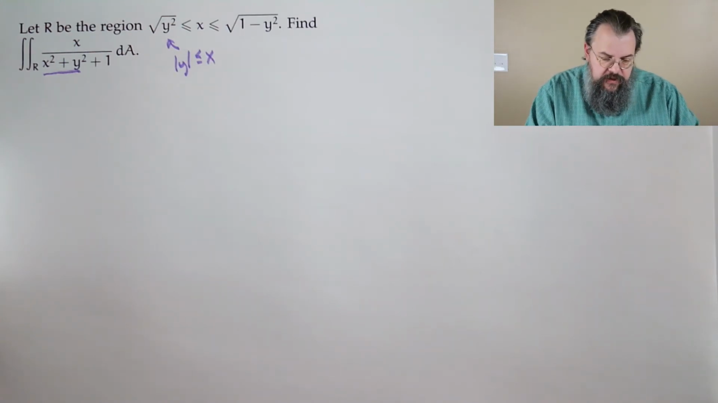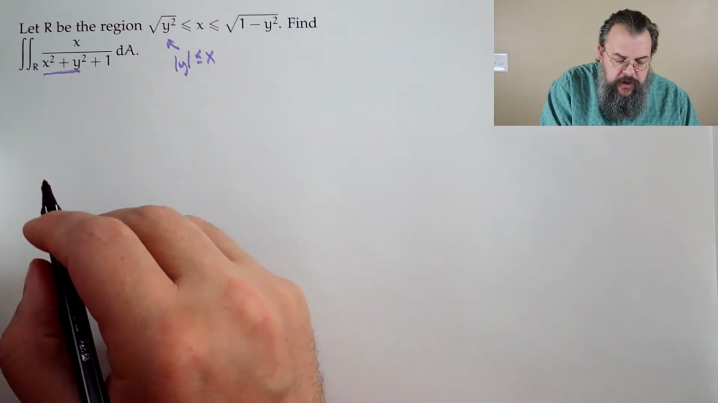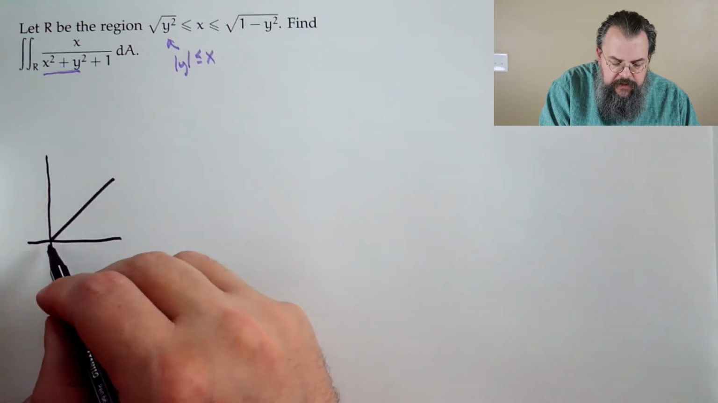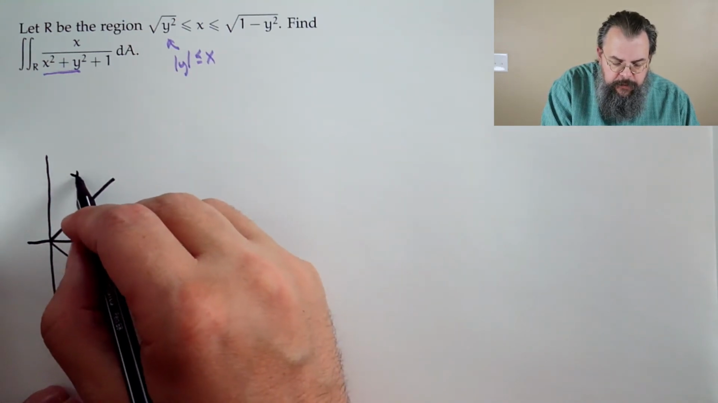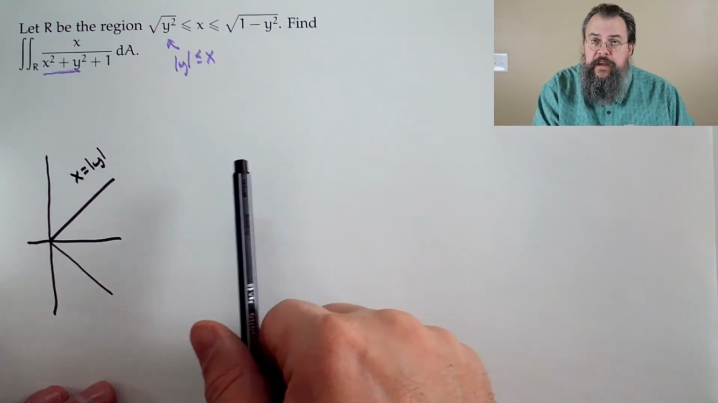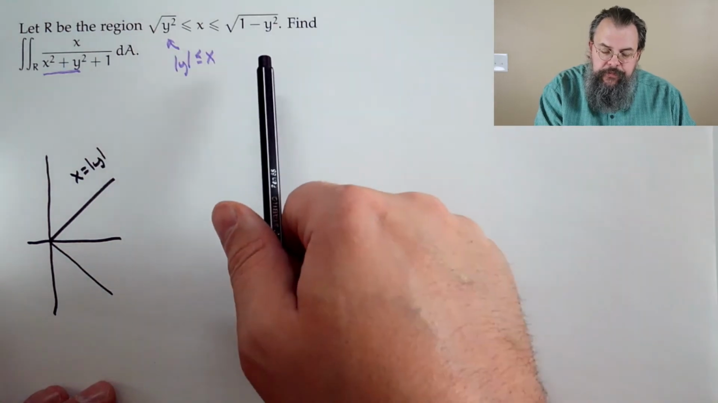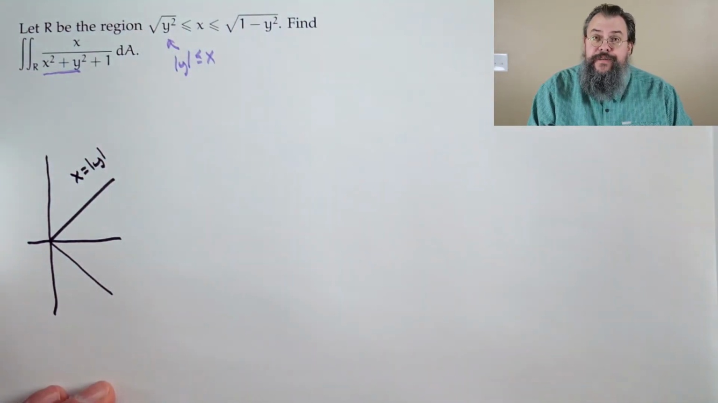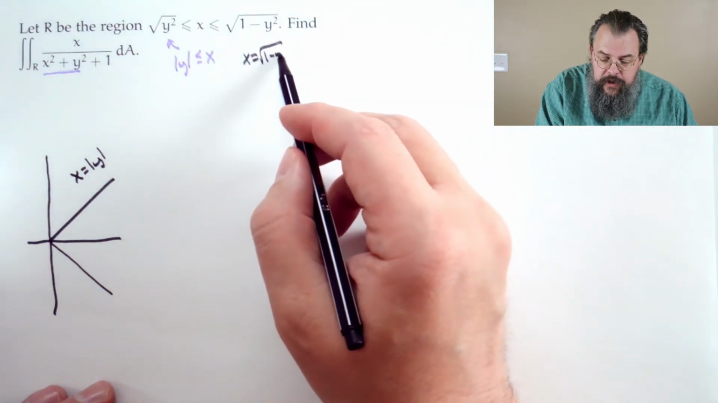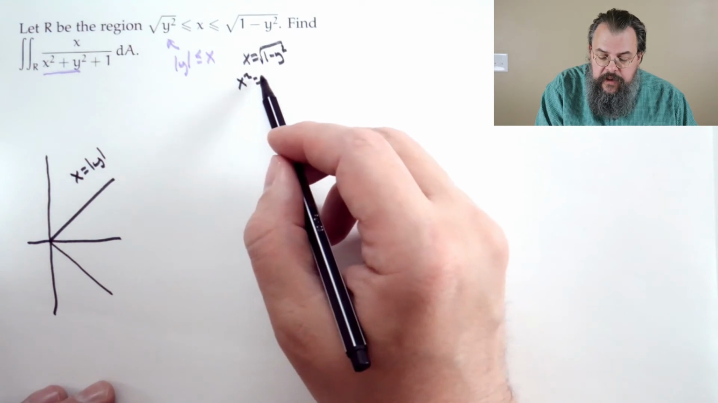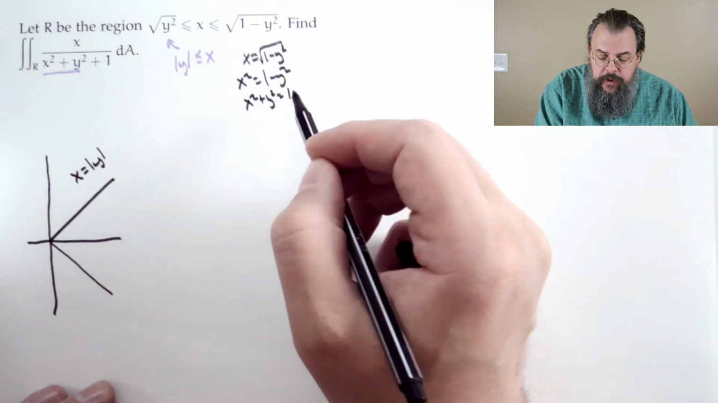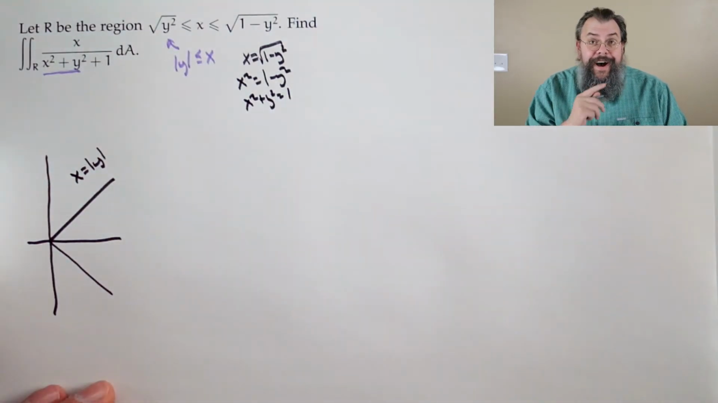So if we sketch, we see, okay, that's not so bad. So we have x equals absolute value y, and we're told we've got to be above that. So if x is above, that means we're to the right. But we also have this other curve, square root of 1 minus y squared. Well, if x equals square root of 1 minus y squared, if we square both sides, x squared equals 1 minus y squared, or x squared plus y squared equals 1. It's a circle of radius 1.